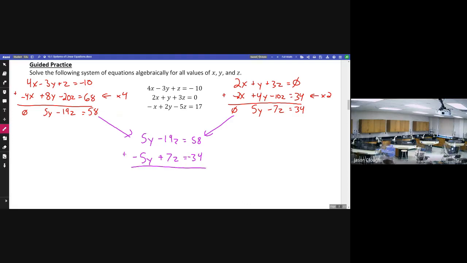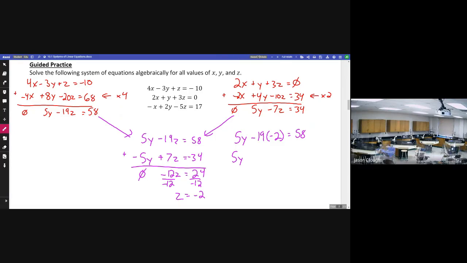So again, now I'm going to add them. So 5y plus negative 5y gets me 0. Negative 19 plus 7 is going to be negative 12z. And 58 plus negative 34 is going to give me 24. Solving for z, divide both sides by 12, and I get z equals negative 2. Now, just like with the do now, once I get this negative 2, I go back to one of my new equations, plug in the z that I just got, and solve for y.